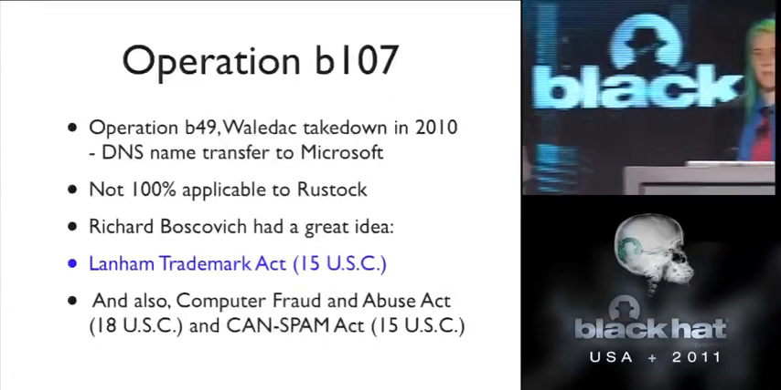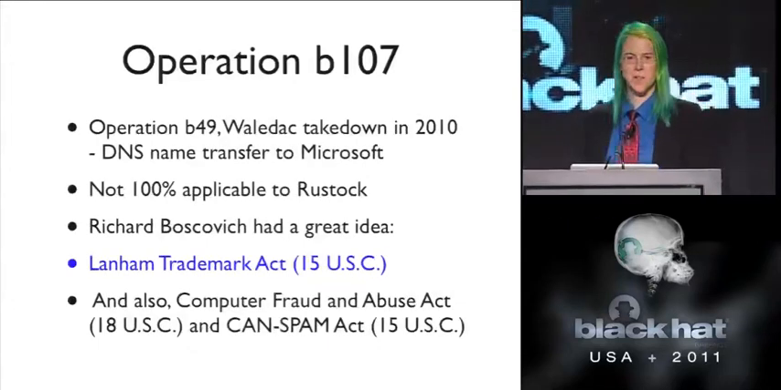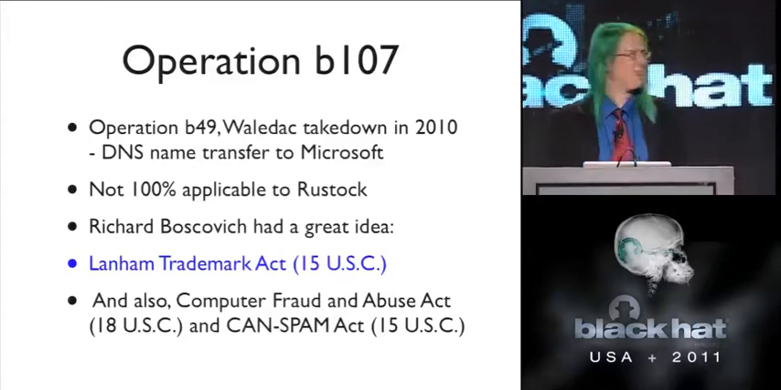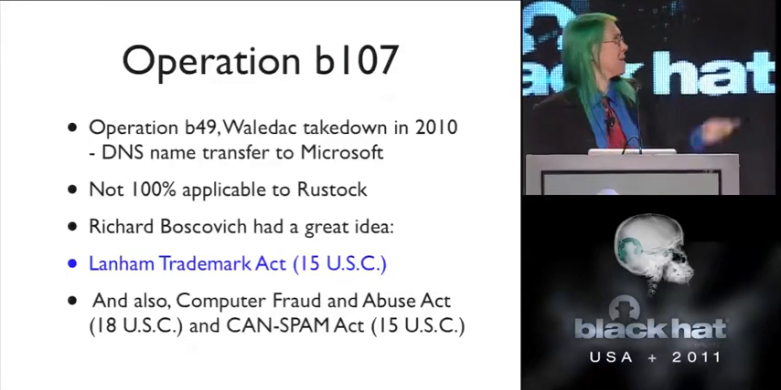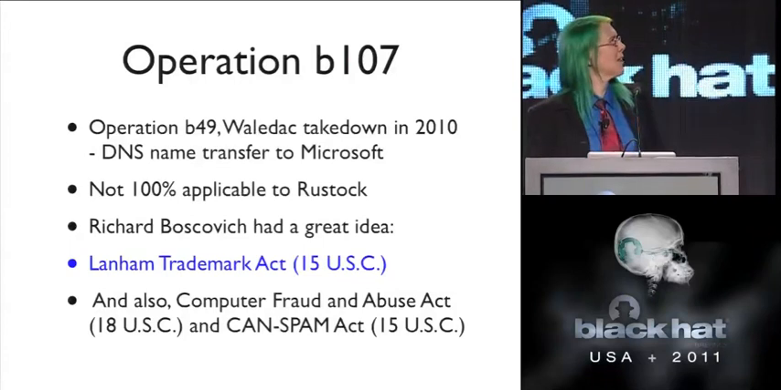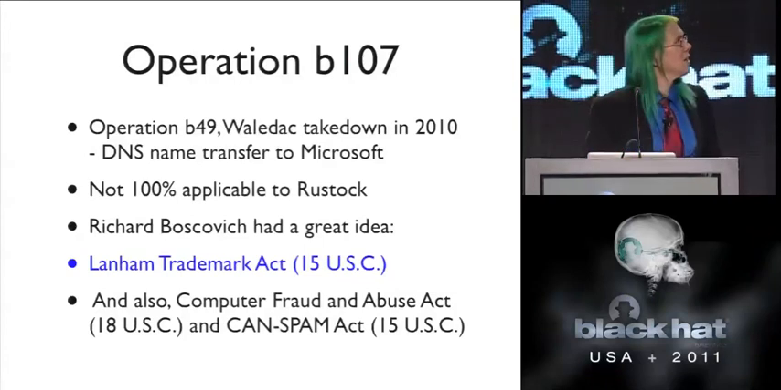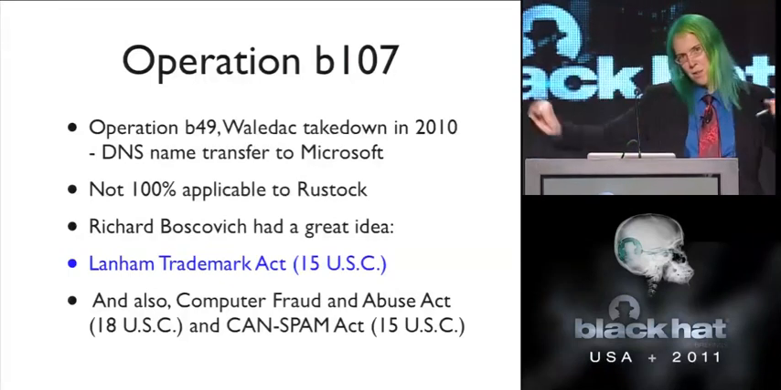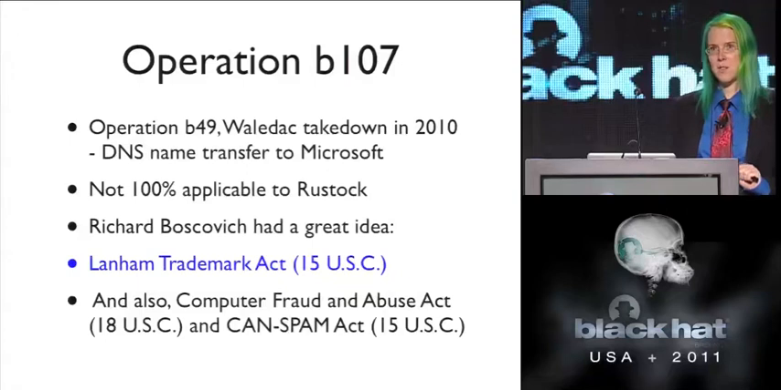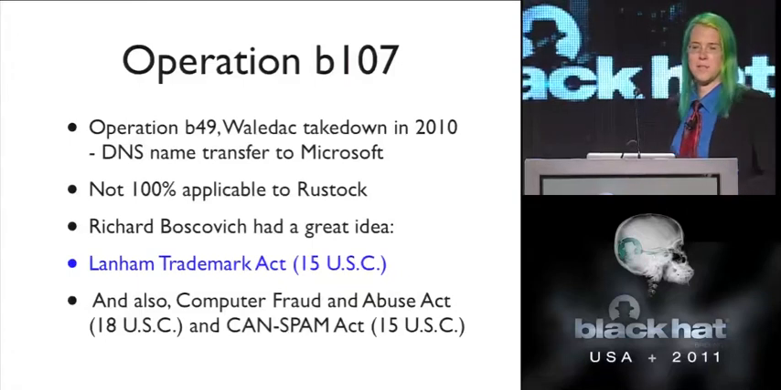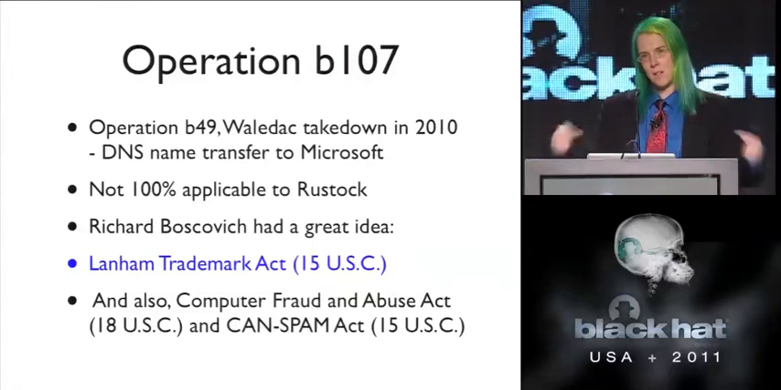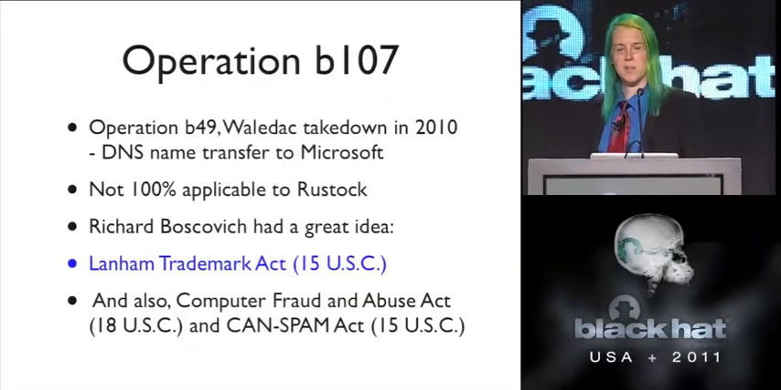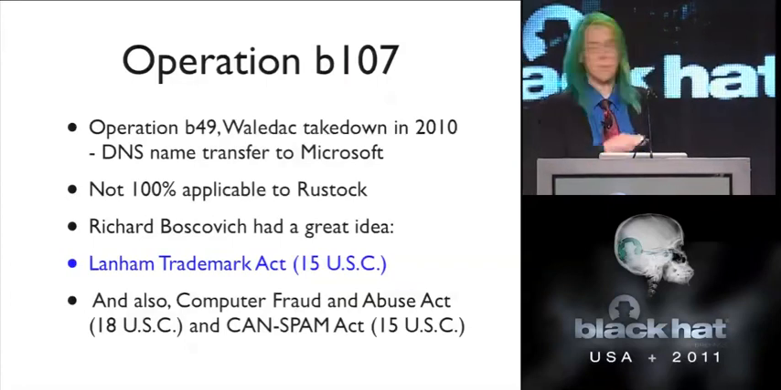So Microsoft's name for this was Operation B107, following a similar methodology and naming scheme as Operation B49 last year, which took down Waledac. In that case, they just took over the entire DNS infrastructure, essentially administrative control over the DNS names, and that was enough to redirect the botnet into Microsoft sinkholes. But this isn't applicable for Rustock, obviously.